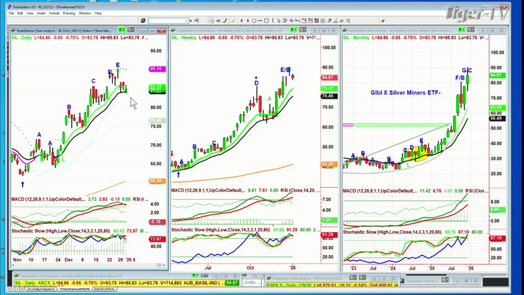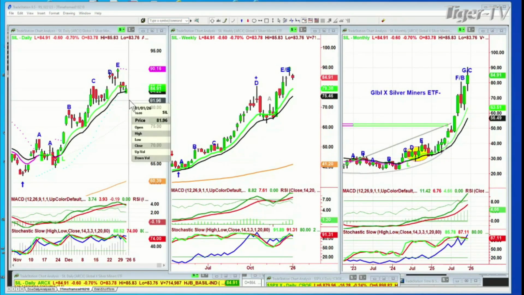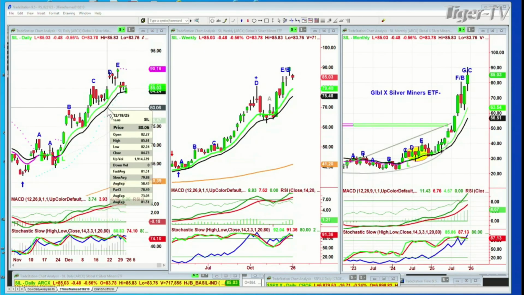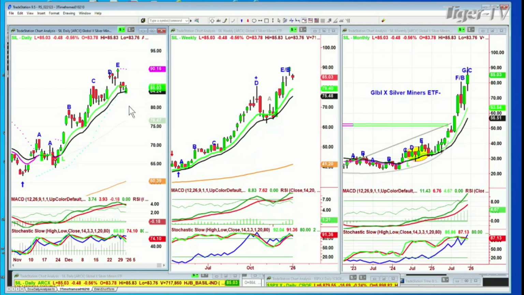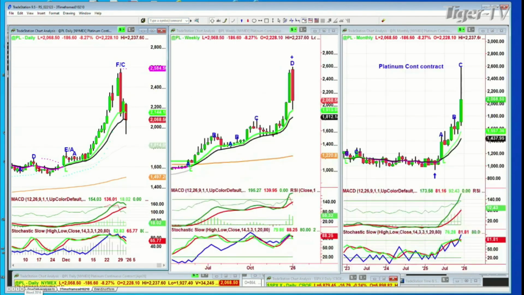Today's Wednesday. Let's just say a week from today, if the SIL, the Global X Silver Miners ETF, has taken out the low of the 19th, which was at 82.24, we've got time and price for this consolidation in the gold and silver area. Platinum had a huge move, went to this peak F. I don't think that's F/C. I think that's going to be F. And we've plunged to a low.